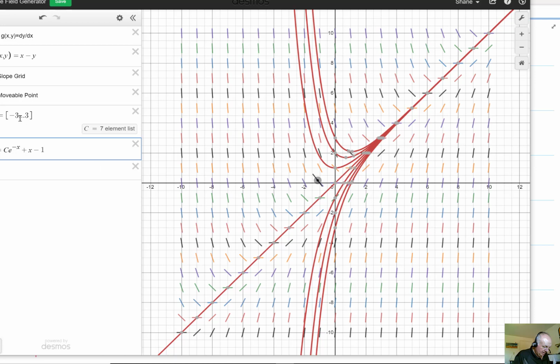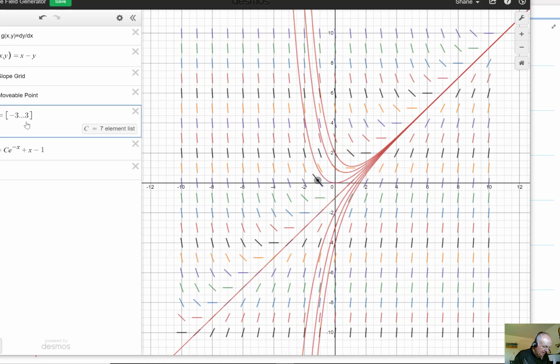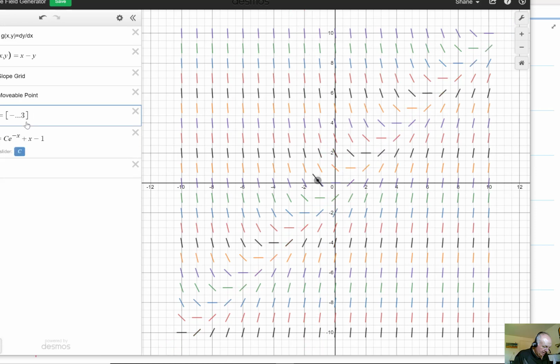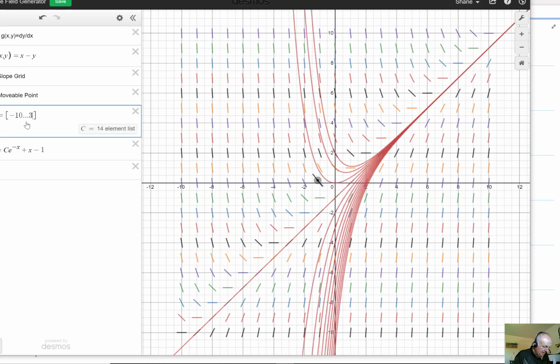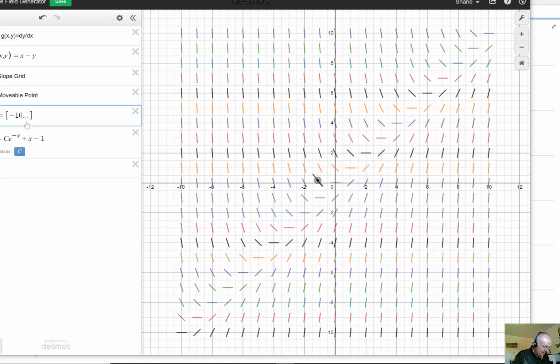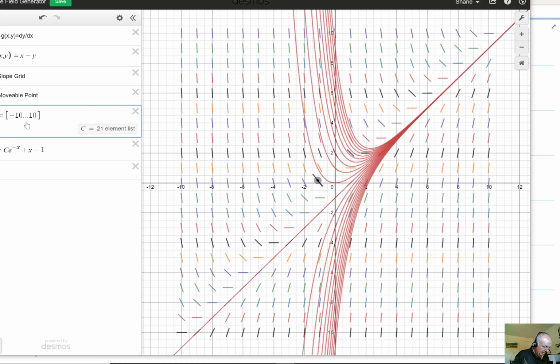paths, right? If we expand this to say, let's go from minus 10. Let's just see if we have the room here. Minus 10 to 10. Boom. You can start to see what the solutions do in this case. They fit this pattern, and this is just by graphing the slope field.